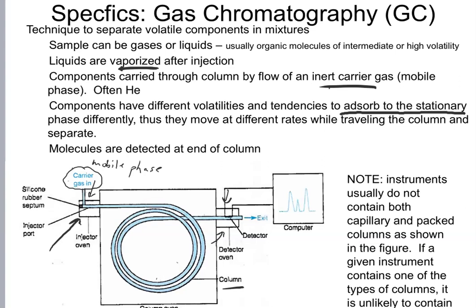Molecules will be detected at the end of the column at a detector that we'll have to build, and we can build our chromatogram, our plot of detector signal in time. This is a gas chromatograph.